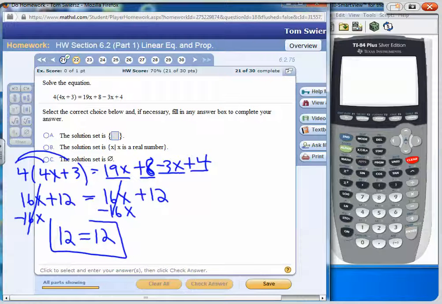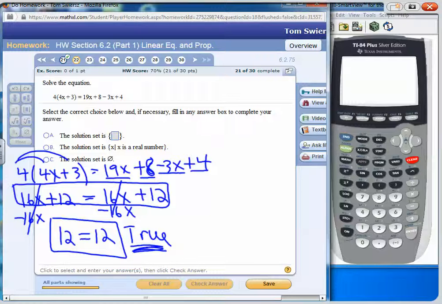Notice, 12 is always equal to 12. That is always true. So if you backtrack, you can see right here, 16x plus 12 equals 16x plus 12. These two sides are identical. So no matter what we put in for x, the left side will always equal the right side, or it's always going to be true. So that means here the solution set is any real number.